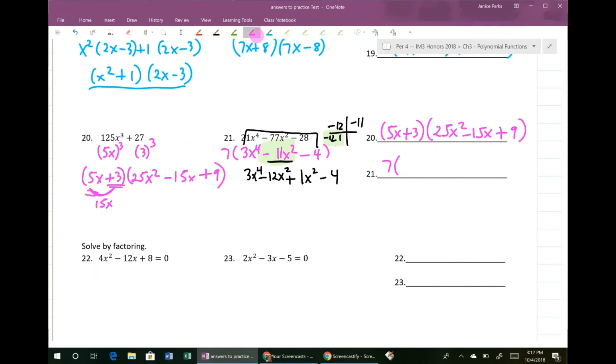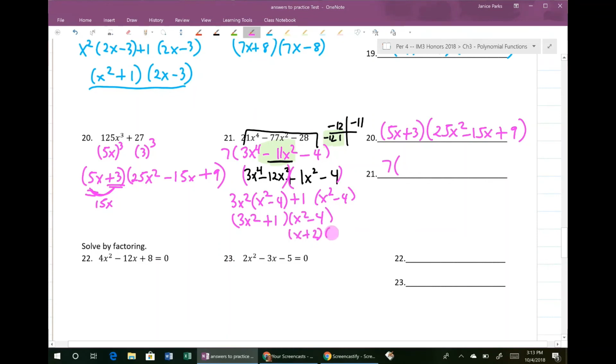So then I'm going to group. I should have 3x squared times x squared minus 4. This will be a plus 1. So that gives me 3x squared plus 1 times x squared minus 4. The x squared minus 4 will be factored into x plus 2, x minus 2. So I have 3x squared plus 1, x plus 2, x minus 2.